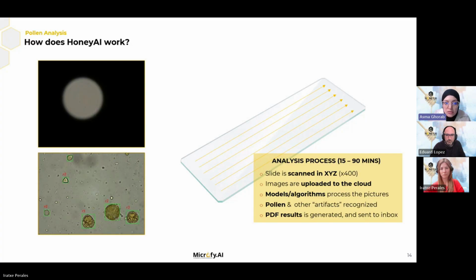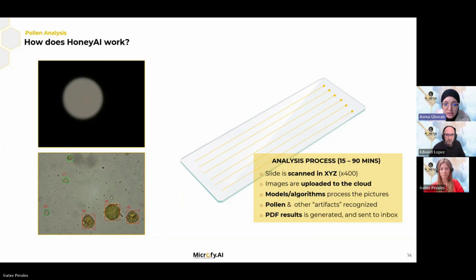depending on the model we use in the beginning. The system recognizes, or identifies, the pollen grains and other elements as well, because we don't only identify the pollen, as you know. We also identify other elements and parts also. And finally, the results are generated and sent in PDF.